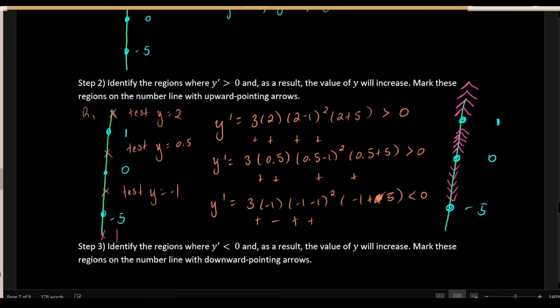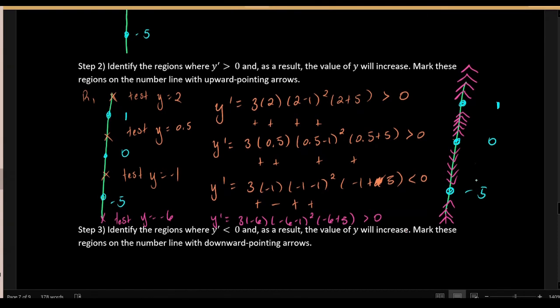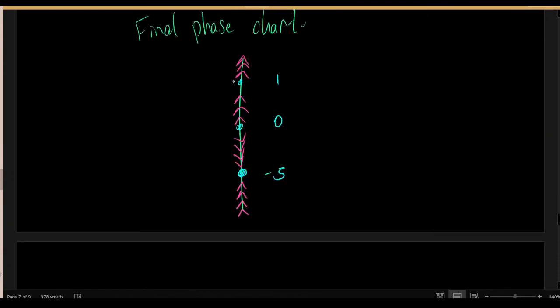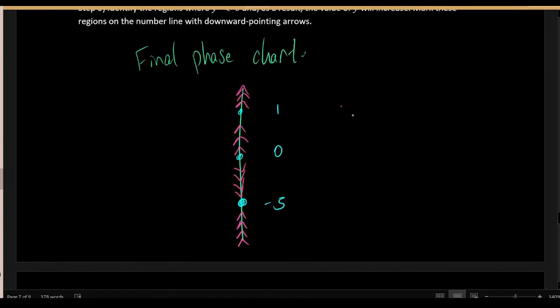And finally, for -6, in the final region, the y prime value is going to be 3 times minus 6 times minus 6 minus 1 squared times minus 6 plus 5, which is positive times negative times positive times negative, result positive, and therefore I would decorate that region with upward facing arrows. So here is the final draft of our phase chart for that ODE.